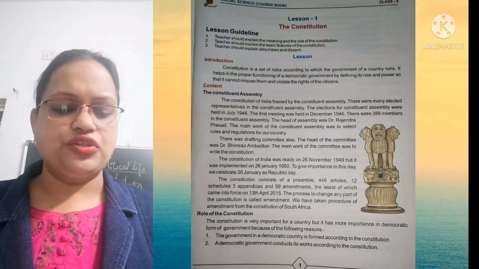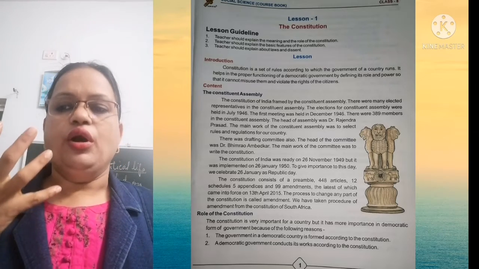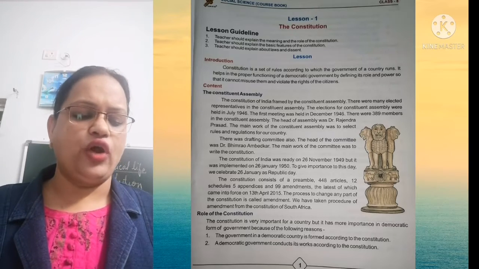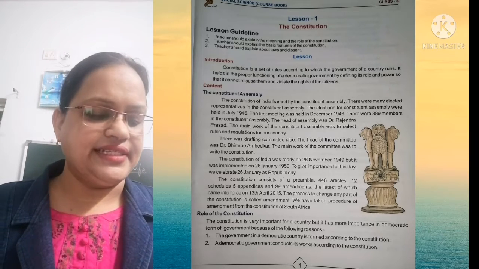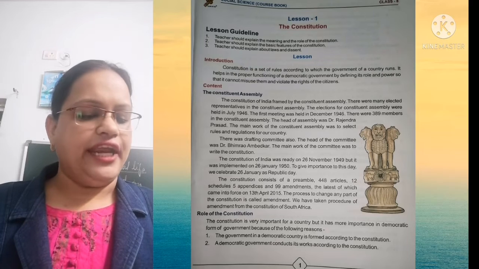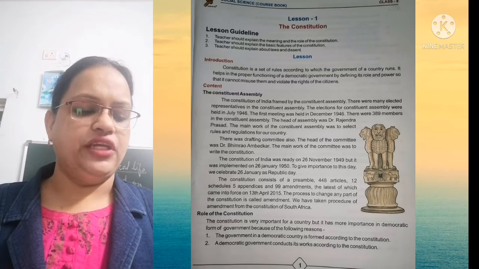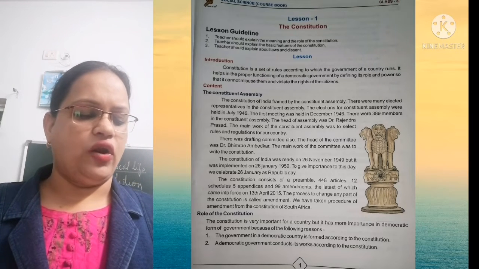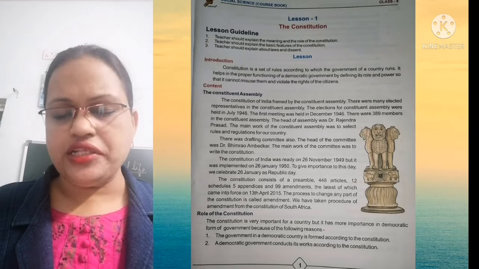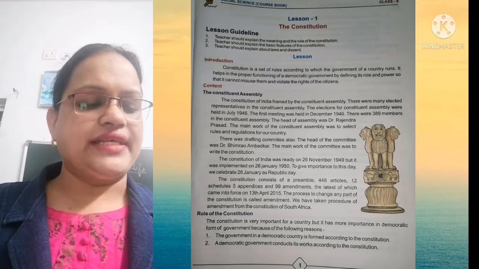What is there in the Constitution? A preamble, certain articles, that is 448 articles, 12 schedules, 5 appendices, and 9 amendments, the latest of which came into force on 13th April 2015. The process of changing any part of the Constitution is called amendment. When we change something in the Constitution, in the laws, then it is called an amendment.